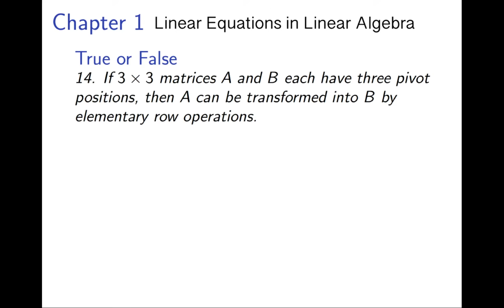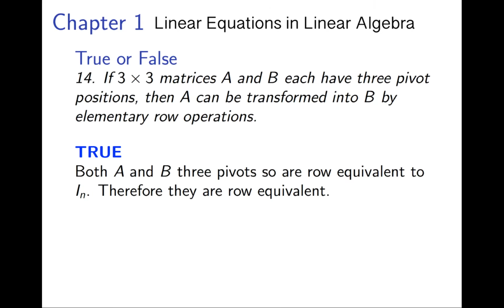Number 14. If 3 by 3 matrices A and B each have 3 pivot positions, then A can be transformed into B by elementary row operations. And this is, of course, true. Both A and B are row equivalent to the identity matrix. That's what we saw in the last question. So they must be row equivalent to each other.